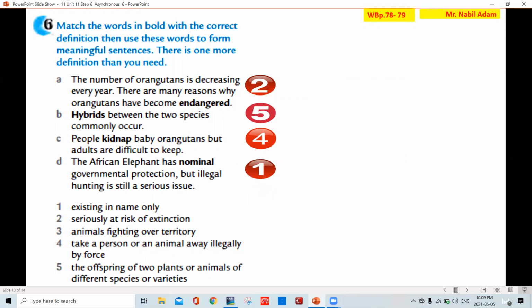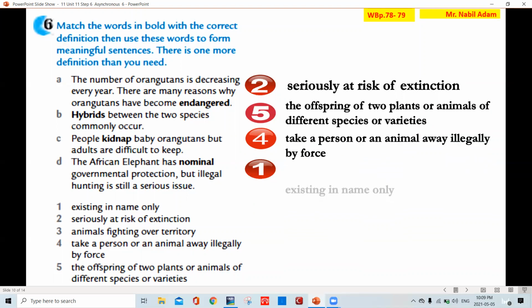The second part, use these four bold words in sentences of your own, in meaningful sentences. So these are the matching. Okay, do it at home, match, and then use these words in sentences of your own. Form sentences with these words, put them in sentences of your own.